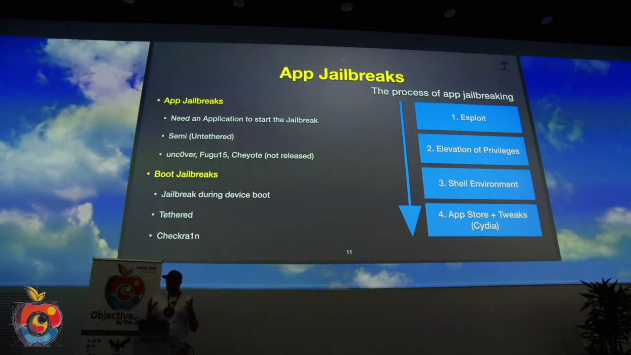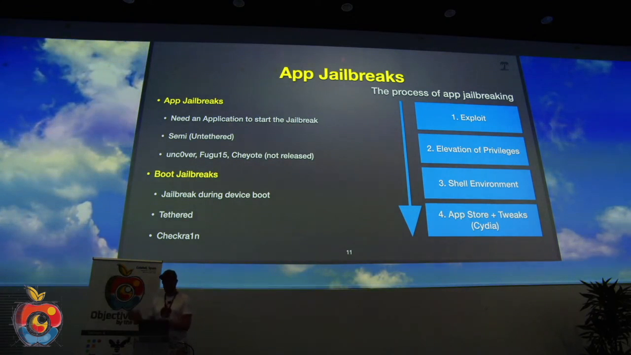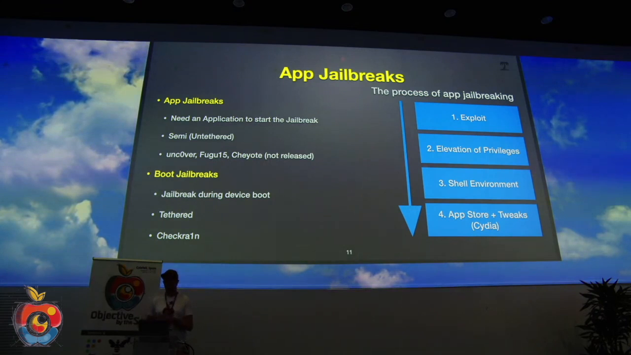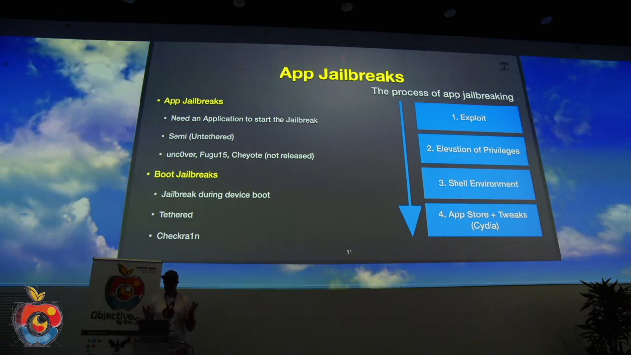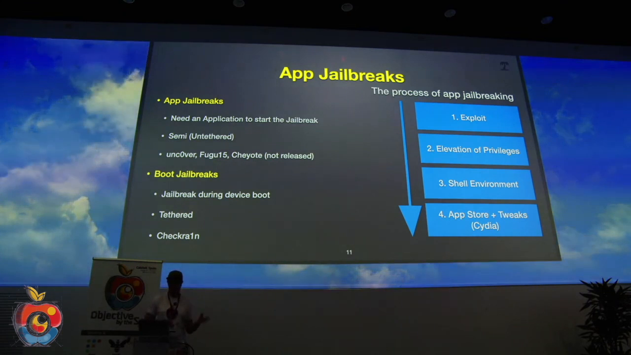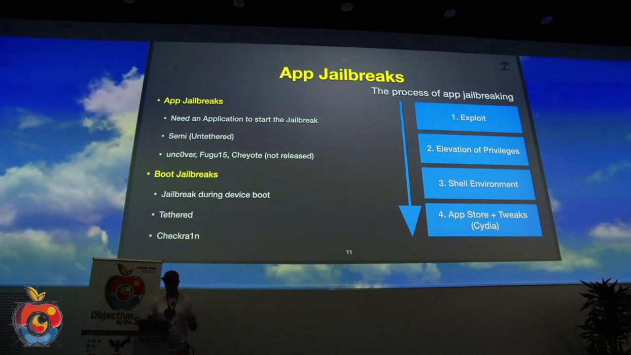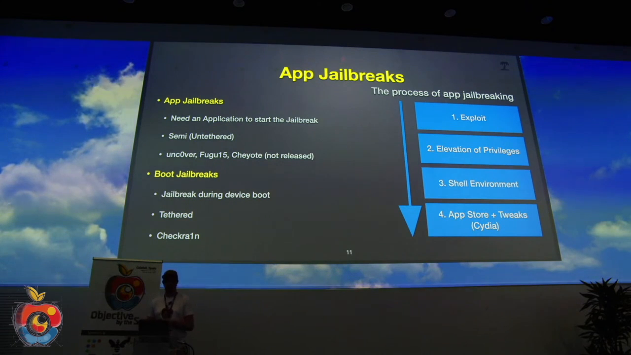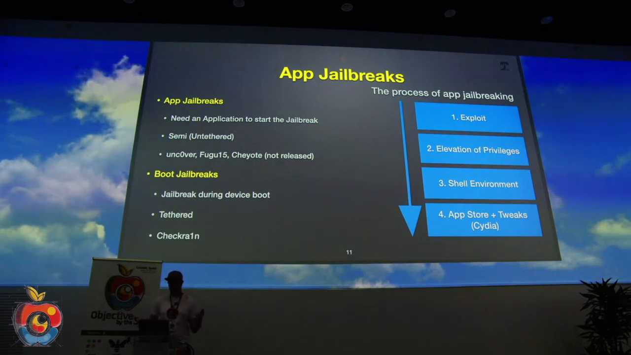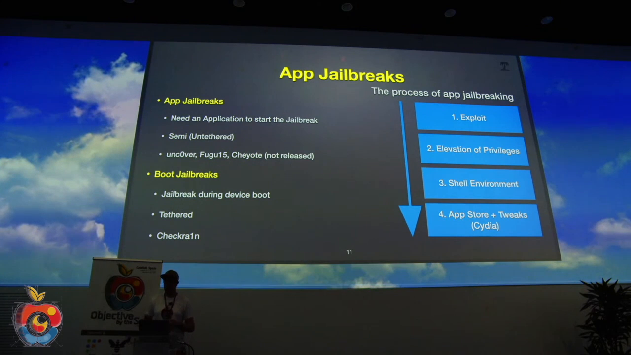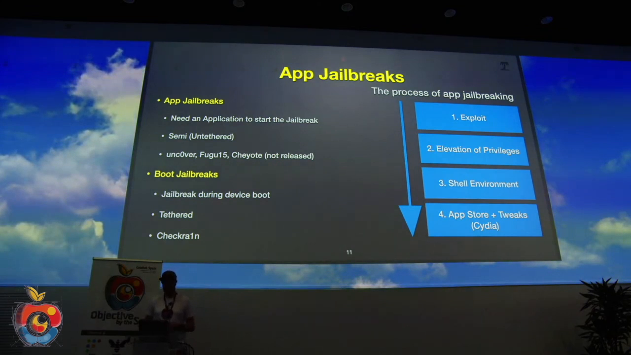So there are two types of jailbreaks. The one is app jailbreaks, and this is also the one which relates more to malware, at least at the current state, which basically needs an application to start the jailbreak. It's semi-untethered, or it's an untethered one, which basically means sometimes it can be reboot safe if you have an untether, or you just need to restart the jailbreak after every reboot of the device. Some public examples are unc0ver, Fugu15, which hopefully will be released in a couple of days, and Chayote, which is at the current state not released.